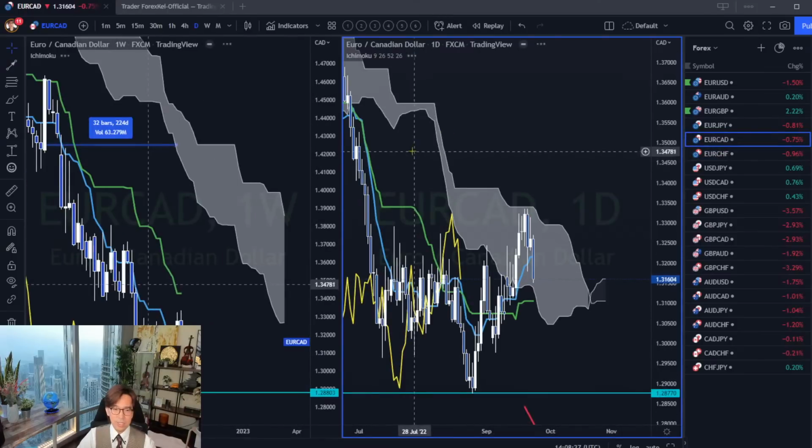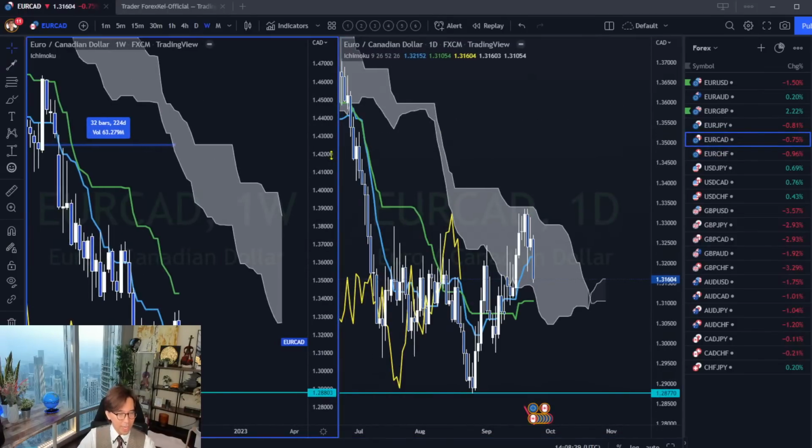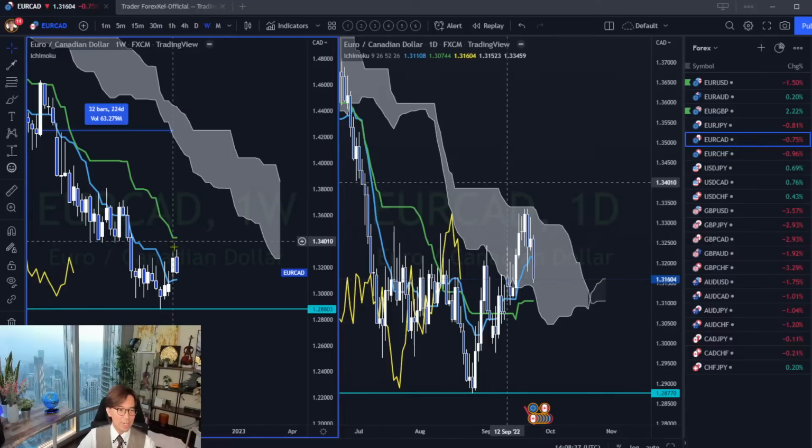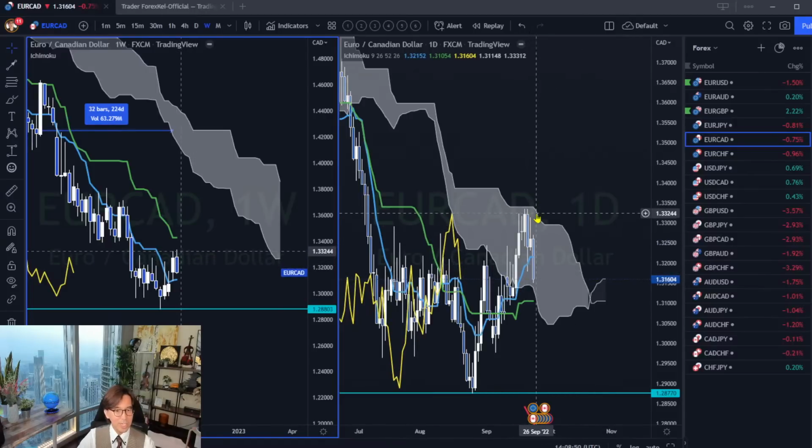So next one is the Euro CAD. This one is range right now because the weekly time frame shows Senkou Span B is down, but A is flat and Kijun-sen is flat. And it looks like the market is coming back to the weekly Kijun-sen. And the daily was about to break the Kumo, but it didn't happen.